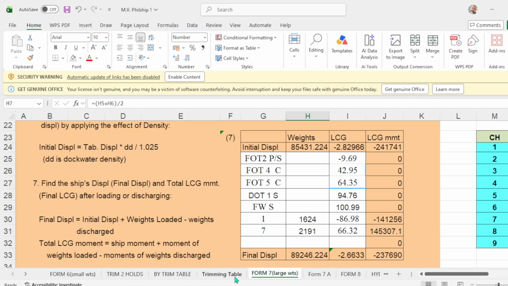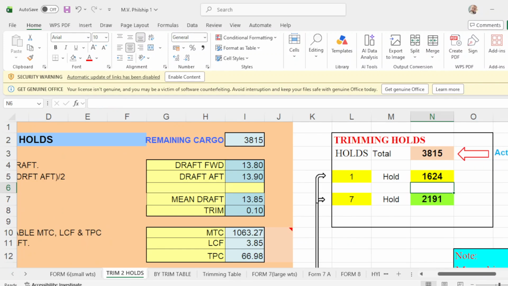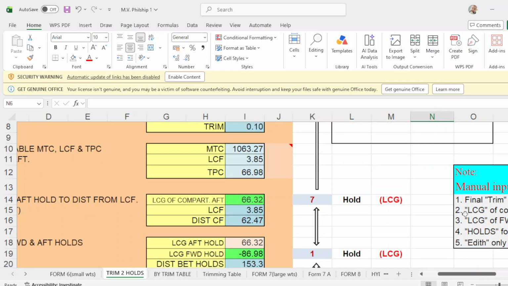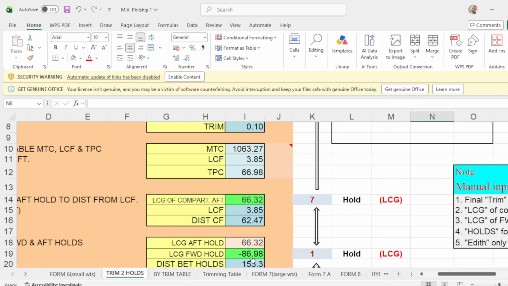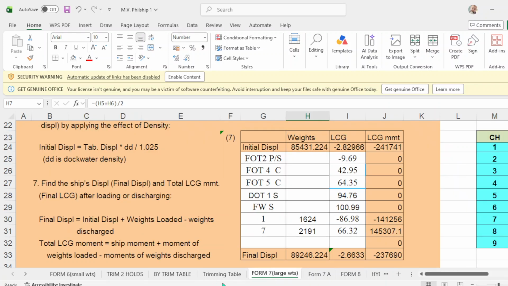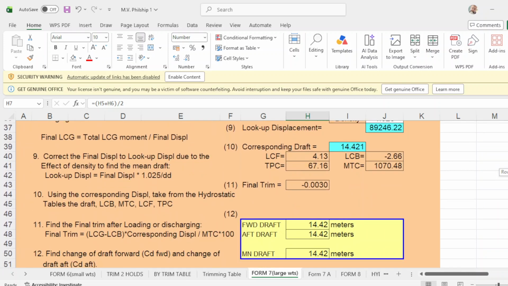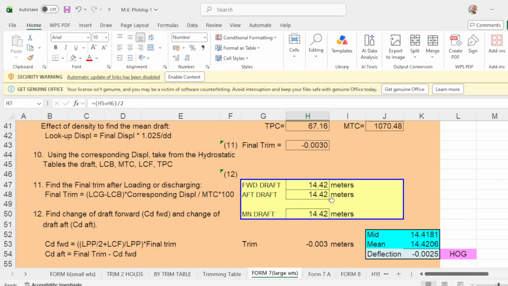And your LCG, just check your LCG there. LCG in number 1 is negative 8698. Number 7 is 6632, I'm sorry. Okay, so it's confirmed. Scroll down. And your departure draft forward is 14.42, up is 14.42 and main draft is 14.42. Your trim is 0 and your deflection is 0.